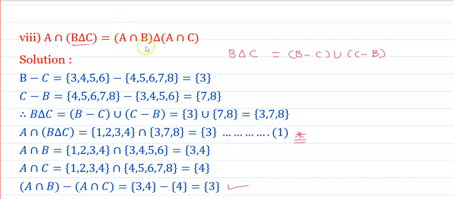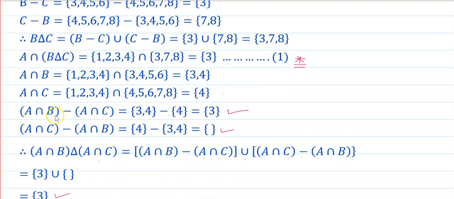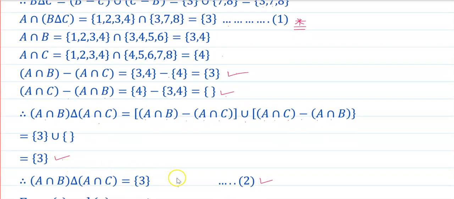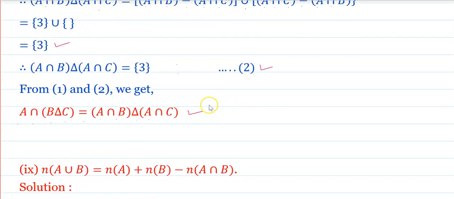Now the right hand side. राईट हँड साइड मध्ये बिग वन आहे. यांचं सिमेट्रिक फाइंड आउट करणं म्हणजे काय? That is the A intersection B minus A intersection C. Our first 3. A intersection C minus A intersection B, that is empty. And then their union. Their union is nothing but only the 3. And therefore this is the 3 and this is also 3. And therefore from 1 and 2, you will get A intersection B symmetric C, and that is nothing but A intersection B symmetric A intersection C. Means what? This intersection is distributed over this symmetry. Okay. It's like this.